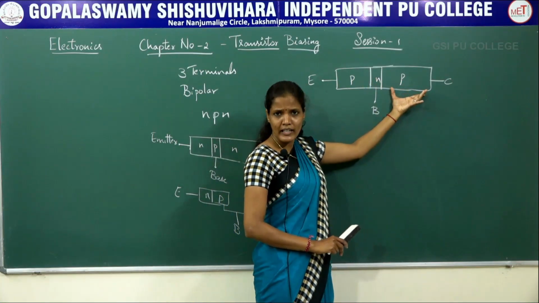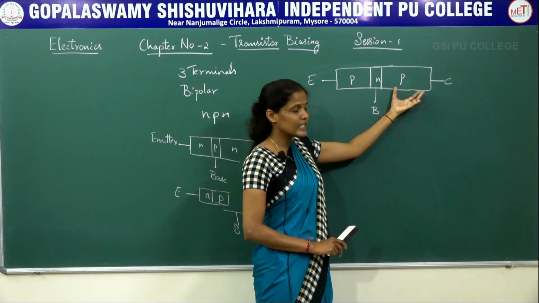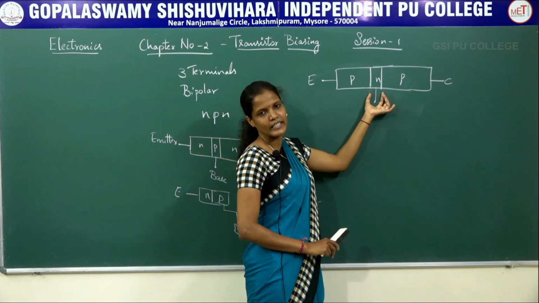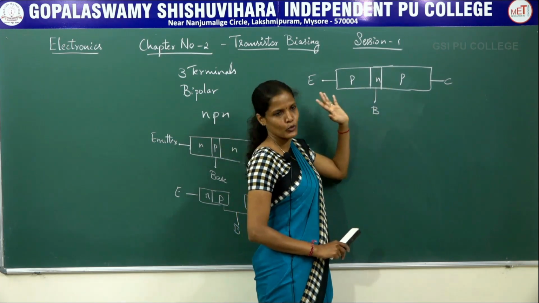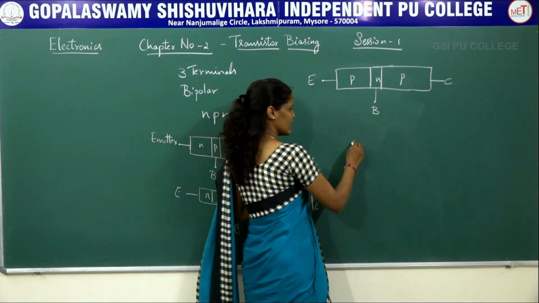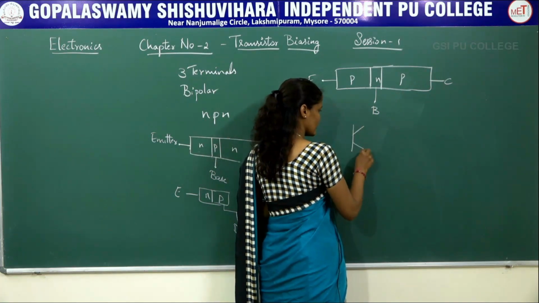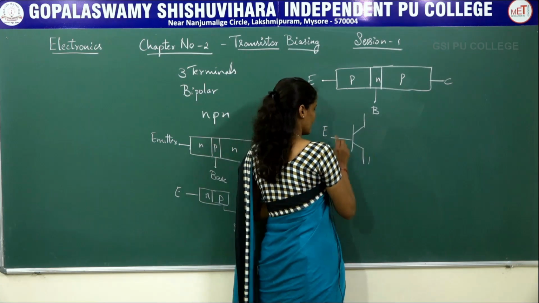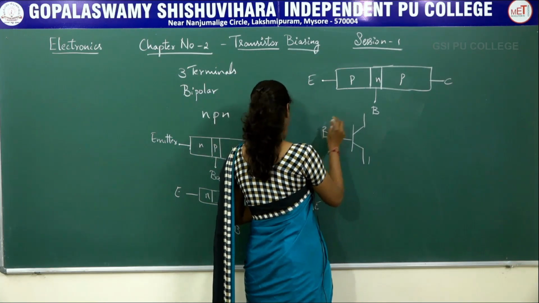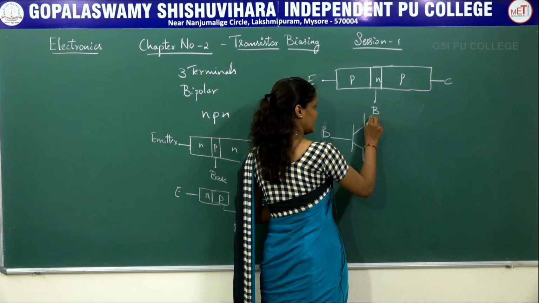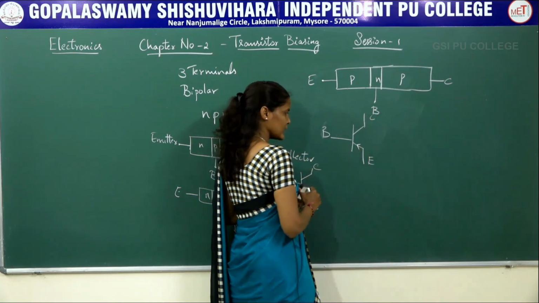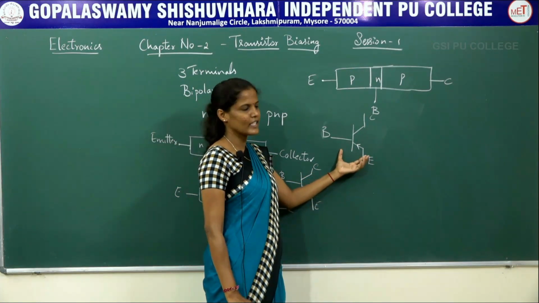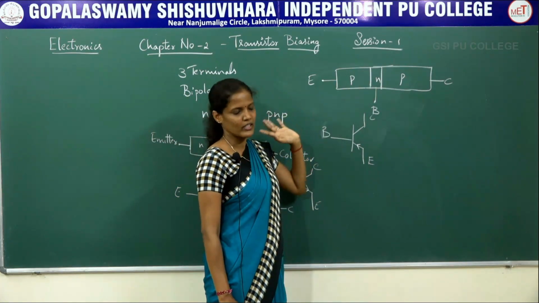Collector is moderately doped but large in size, whereas the base is narrow in size and lightly doped. So this is the PNP transistor, and the symbolic representation of this transistor is: this is the emitter, this is the base, and the collector, and the arrow mark is pointing away from the emitter terminal.